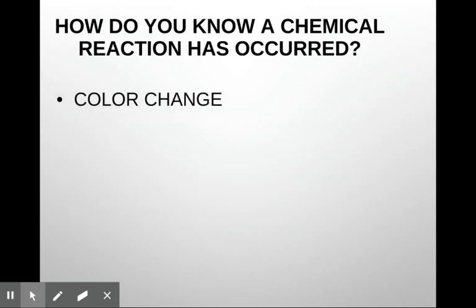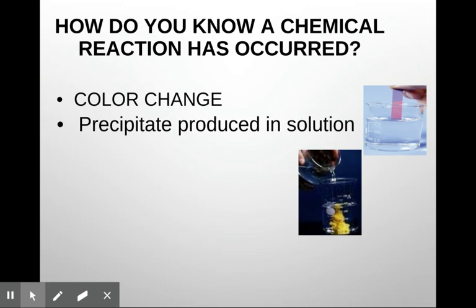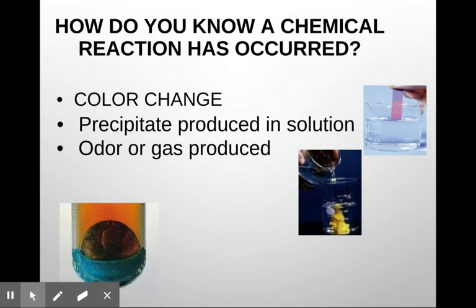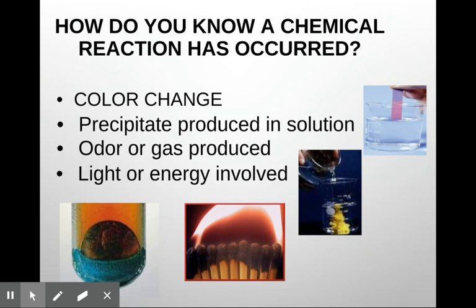So how do we know a chemical reaction has occurred? Back in chapter 2, we looked at these 4 indicators. First one we stated is that there could be a color change. There could be a precipitate produced in solution. Remember, a precipitate is a solid formed from the reaction of 2 aqueous solutions. There is an odor or a gas produced. And the last indicator is light or energy is involved in the reaction. So some sort of energy change, temperature change, or light given off.